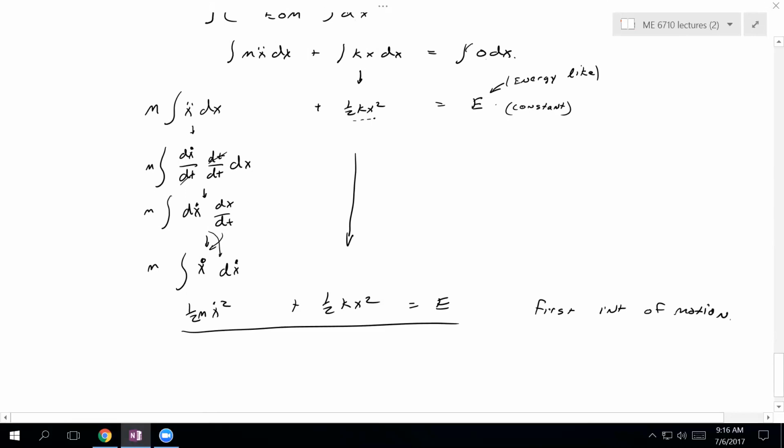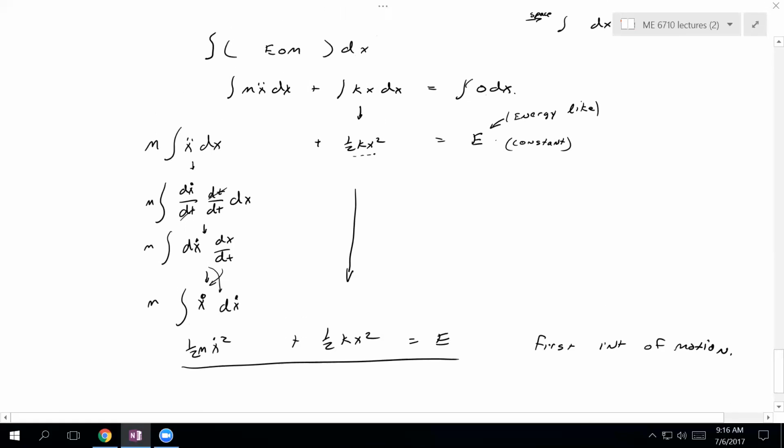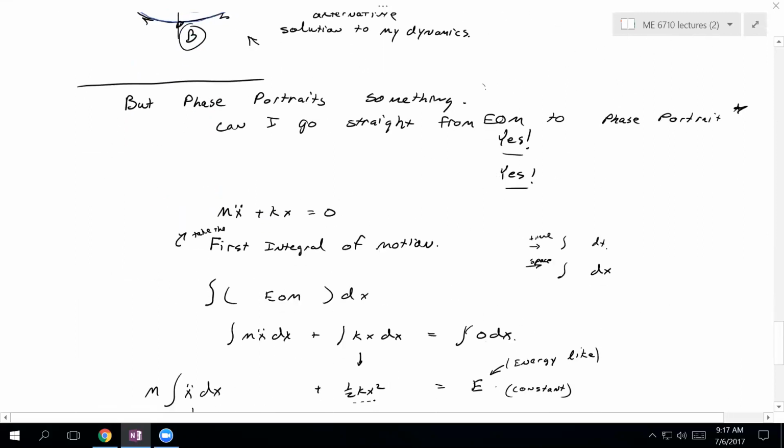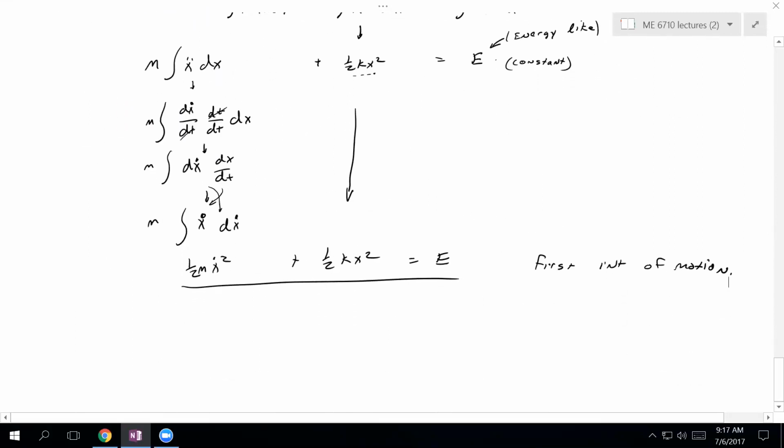And by the way, it's just one equation in terms of x dot, and from here, I can plot directly my x versus x dot. And furthermore, I can see it's of this form, okay? So I've got an x squared and x dot squared, divided by a squared and b squared, equals 1. So I can rewrite that.